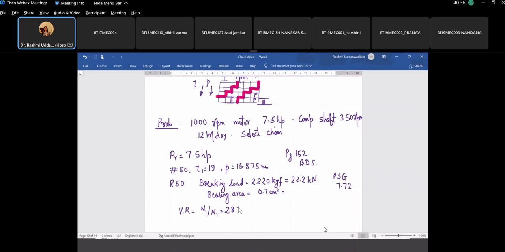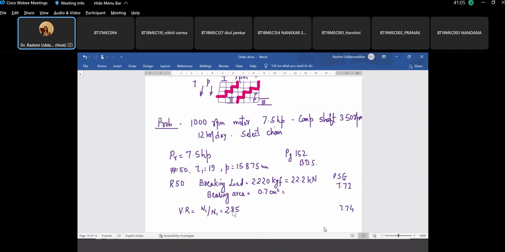Okay. Turn the pages. You have the hard copy. This is giving you the minimum number of teeth on the sprocket, the range depending upon the transmission ratio or the velocity ratio. This is given on page number 7.74. If the velocity ratio is in the range of 2 to 3, our value is 2.85.